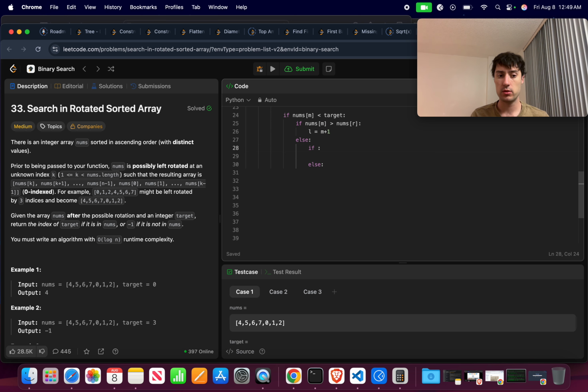Okay, and I need to determine if, and I know that the pivot occurred, so mid is greater than my end, which means that the pivot occurred in the first part. So this means the pivot is between start and mid, okay? It's between here.